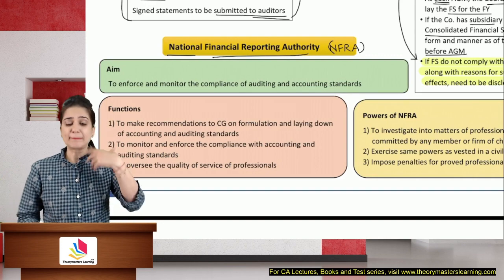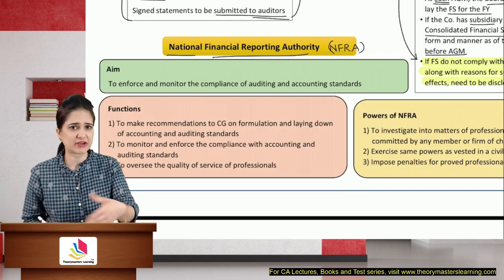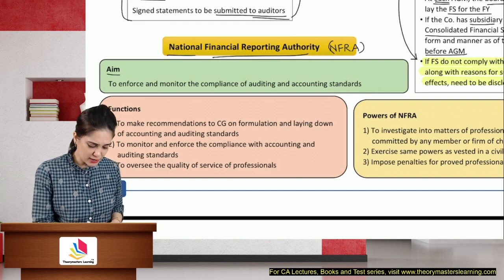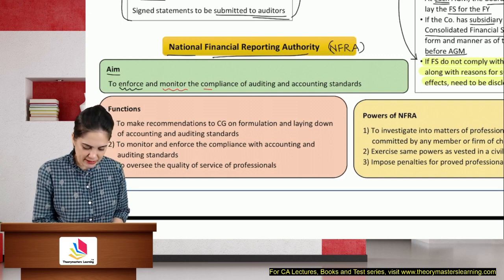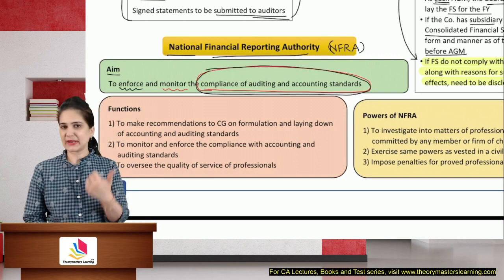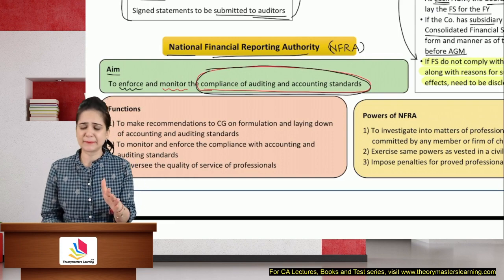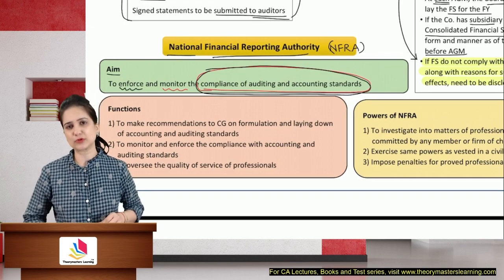What is the power of NFRA? What are the duties, rights of NFRA, composition of NFRA? That is also something which can be asked in the exam. So the aim was to enforce, to introduce and ensure that it is followed. Monitor what? Compliance of auditing and accounting standards. So these are the auditing and accounting standards that you need to follow while preparing the accounts, and the auditor will have to ensure that the accounting standards are properly complied with by the company. They need to follow the auditing standards while verifying, while checking the books of accounts.